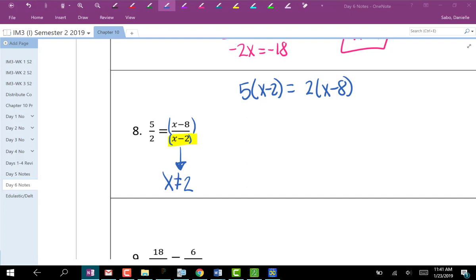So here we go. Let's distribute. 5 times x gets me 5x in purple. 5 times negative 2 gets me negative 10. Very good. Bring down your equal sign. Do it again. 2 times x gets me 2x. 2 times negative 8 gets me, good.